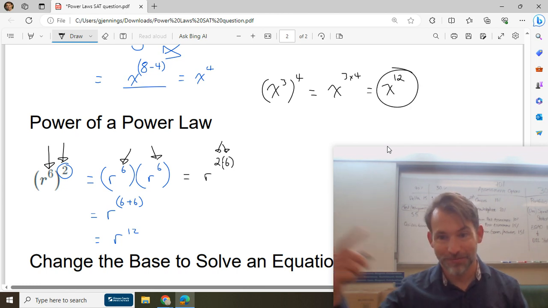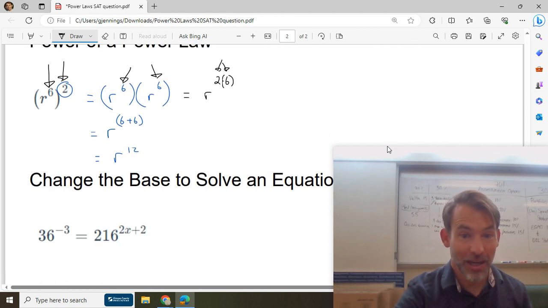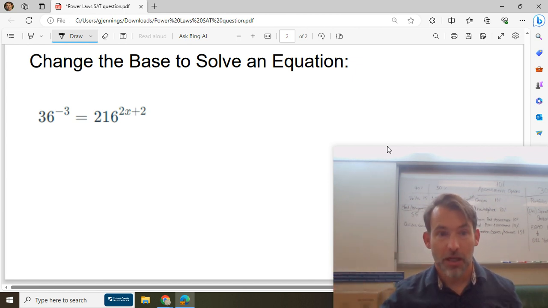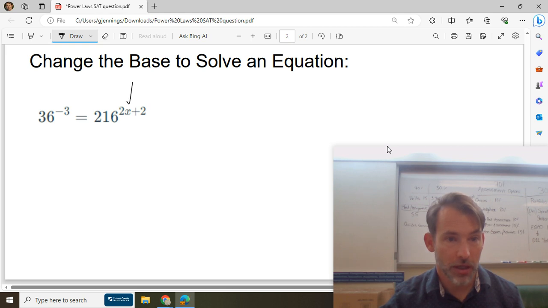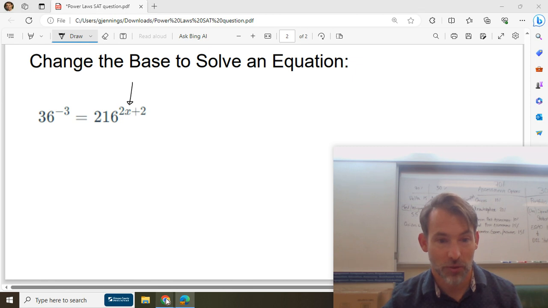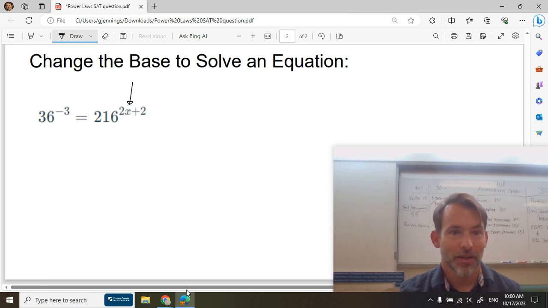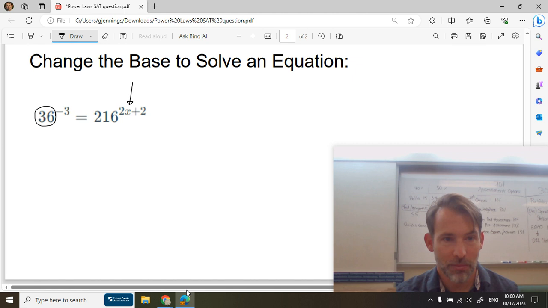Okay. So last thing that we need to look at, and this can be pretty tricky. We also need, in this question, to be so fluent with our exponent laws that we understand how to change the base of an exponent to solve an equation. Here, I have my unknown, and it's in the exponent. I want to find x. That's what this question is asking us for in this Delta Math problem here. But my problem here is that the bases are not the same. I've got 36 over there and 216 over there.